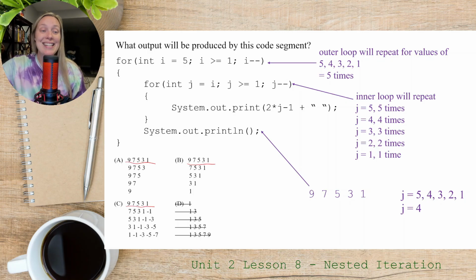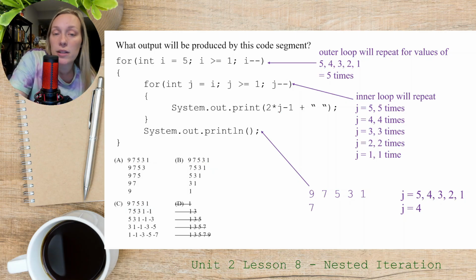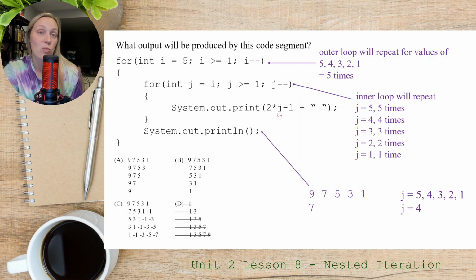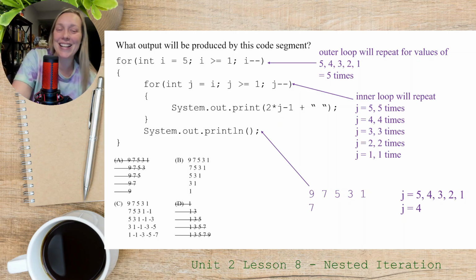Notice the next line, though, I'm going to be able to start eliminating some choices, because when j moves to 4, I have moved to a new line. When this is 4, 2 times 4 is 8, minus 1 is 7. So 7 is the first number printed, which means I can eliminate A. And what I said earlier about knowing the patterns: when j is 4, it prints 4 times. So I'm going to have a number here, here, here, but not a number underneath this 1. Then this repeats 3 times, then 2 times, then 1 time.